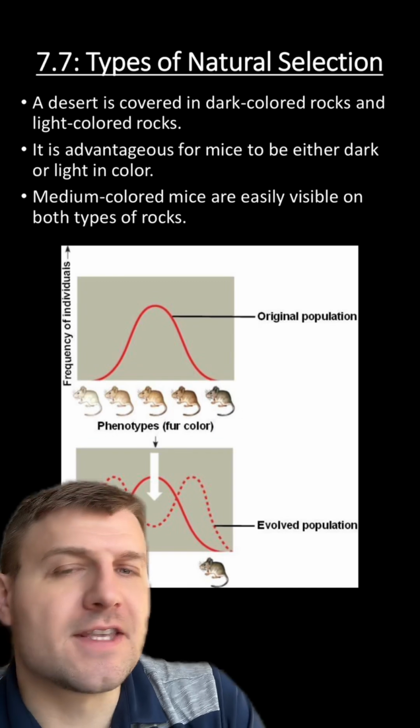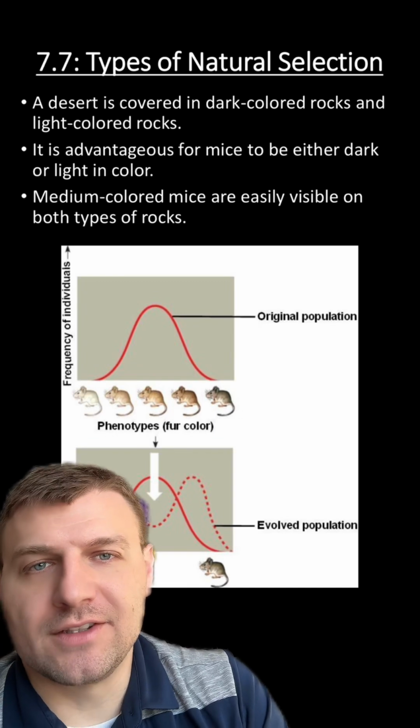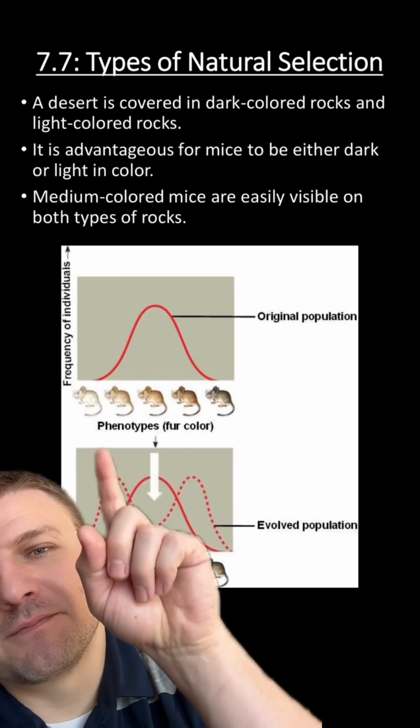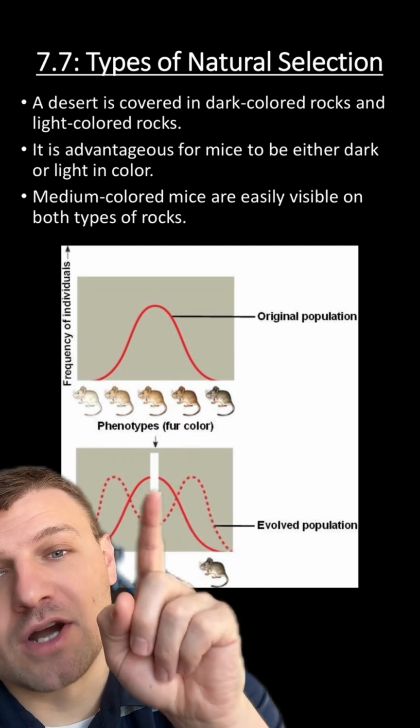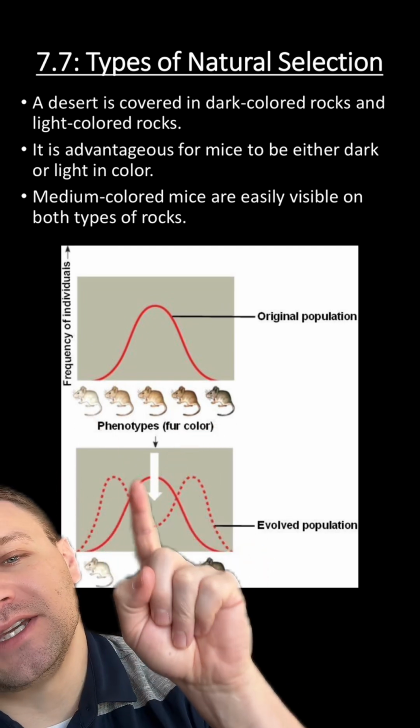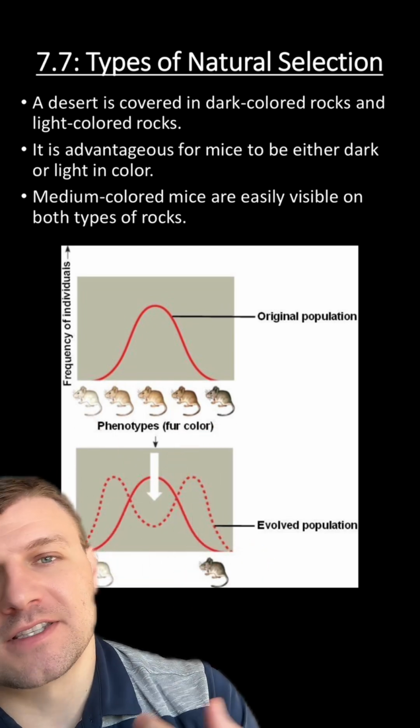An example of this is like a mice species that lives in light and dark colored rocks. There is an advantage for being light or dark, but not in the middle. So this is going to change that species and have a disruptive selection effect.